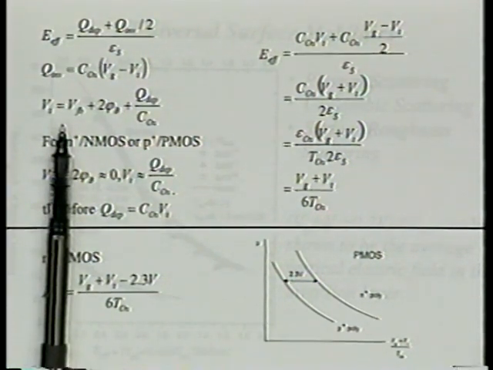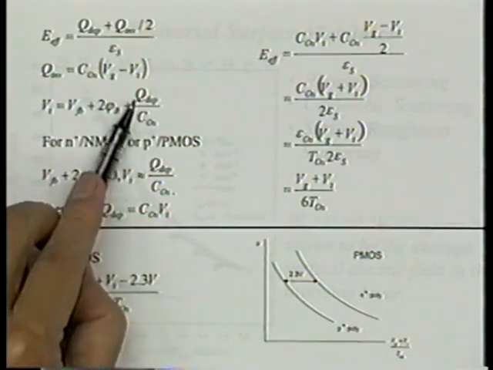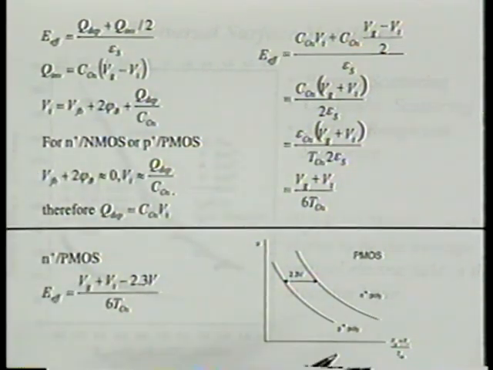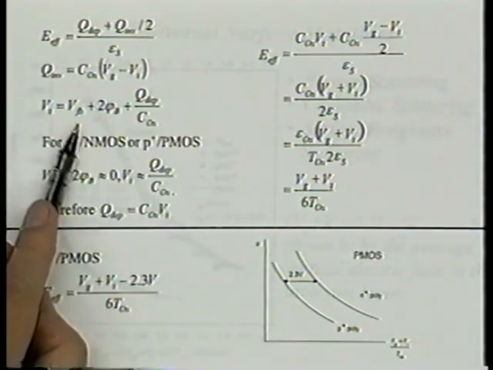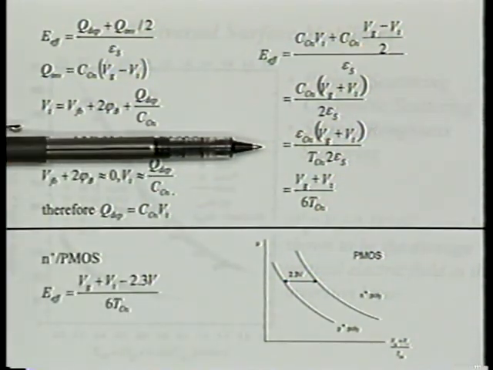VT is equal to VFB plus 2 phi B plus Q depletion over COX. So here's our chance to get Q depletion in terms of COX and VT, provided we know VFB plus 2 phi B. Do we know something about VFB plus 2 phi B?